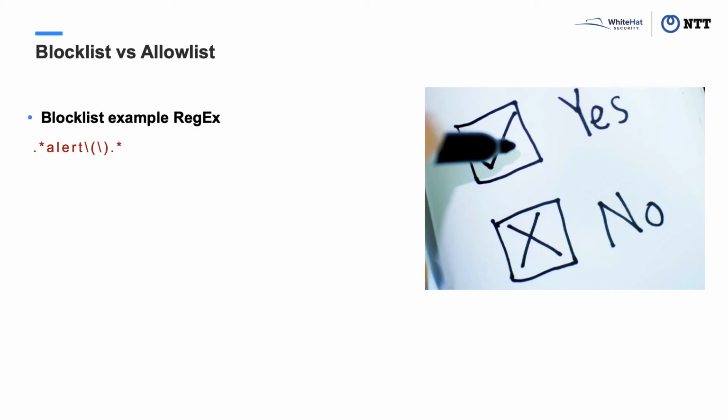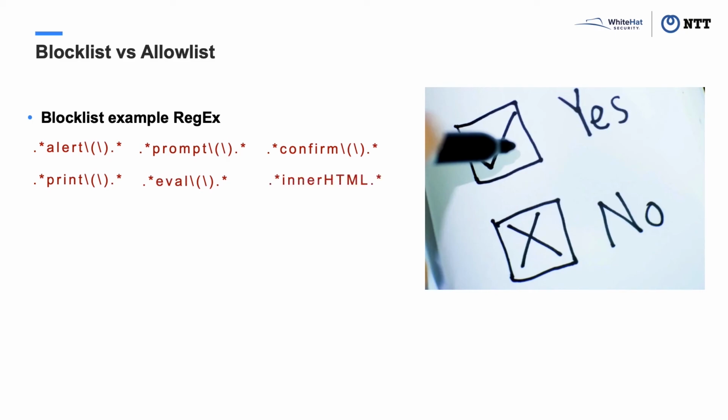Wait a minute, now the attackers are using the prompt function instead for their attacks. What are we going to do? Well, all we need to do is add a new regex pattern. And presto! Alert and prompt are now both successfully banned, and we can even clean up this regex to make it a little bit neater and nicer to read. But hang on a second, now the attackers are using the confirm function to test XSS. And on, and on, and on.